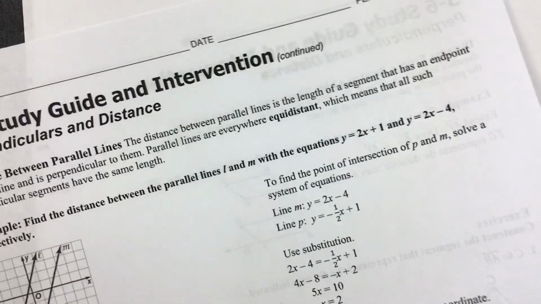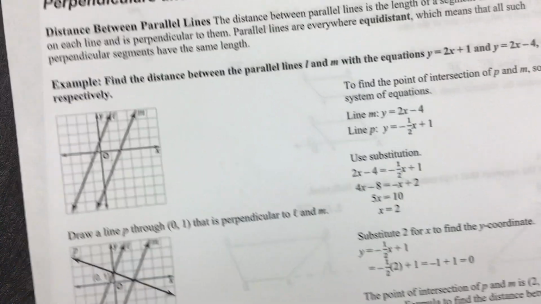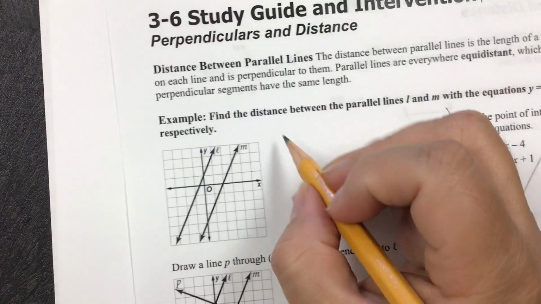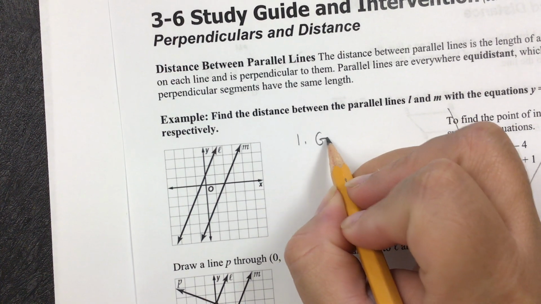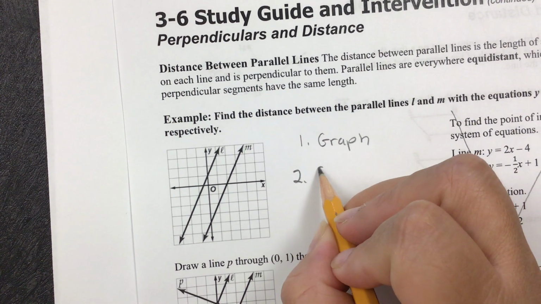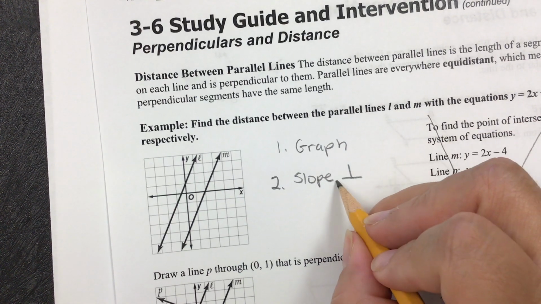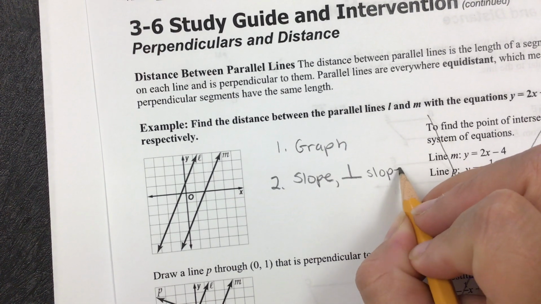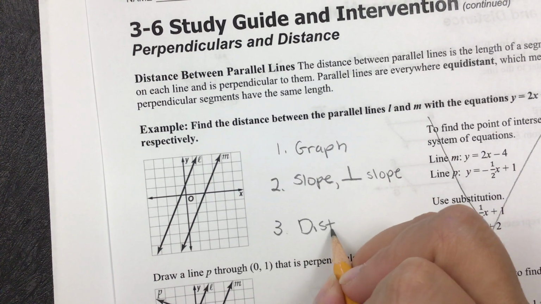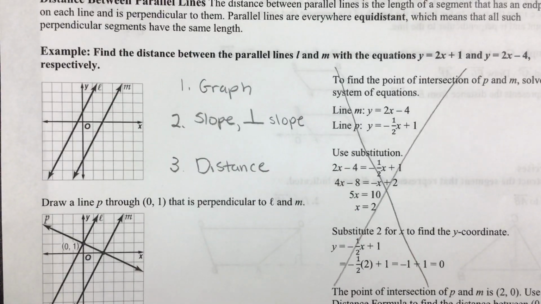On this next slide, when we're looking for perpendicular bisector distance, I'm going to ask you not to follow these instructions, but these. One, we're going to graph the information that they have first. Two is we need to find slope and the perpendicular slope. And then three, we're going to do the distance formula. And the distance formula is right here.